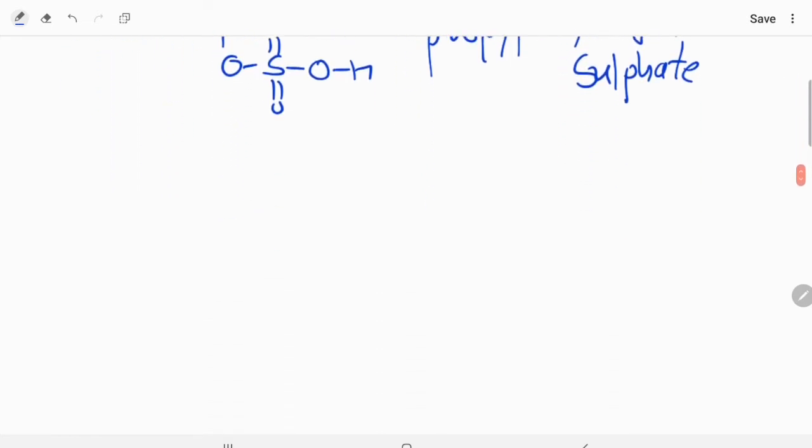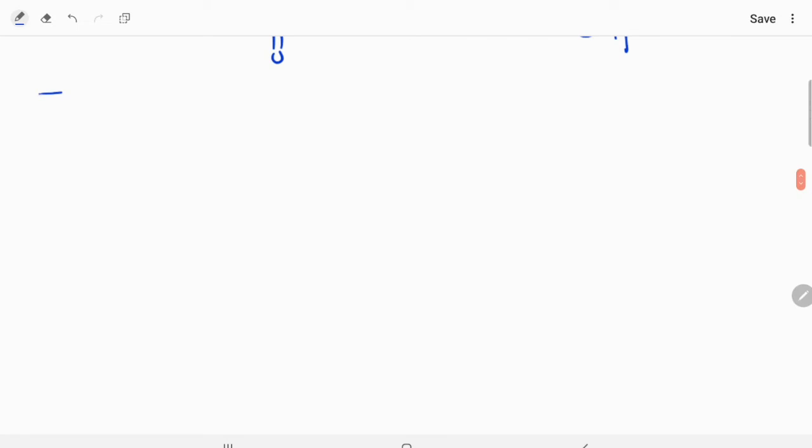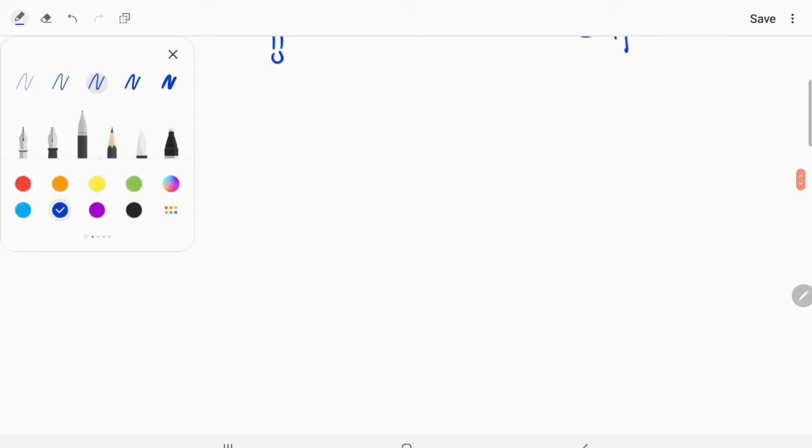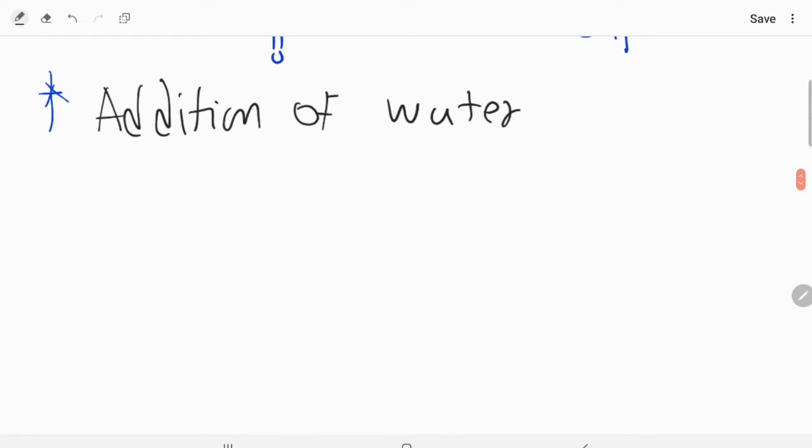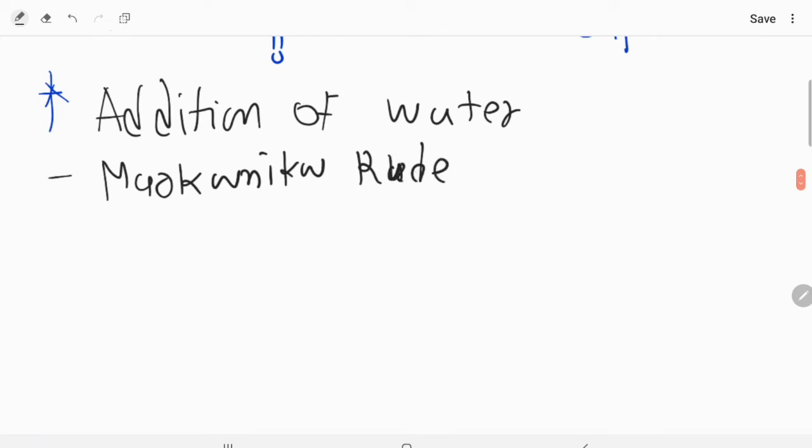Now the next topic we are going to take is addition of water. Now we will take addition of a water molecule. In this one, again you have to follow the Markovnikov rule. And addition of water also takes place in the presence of an acid catalyst.